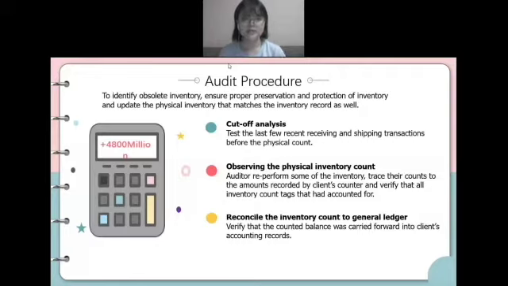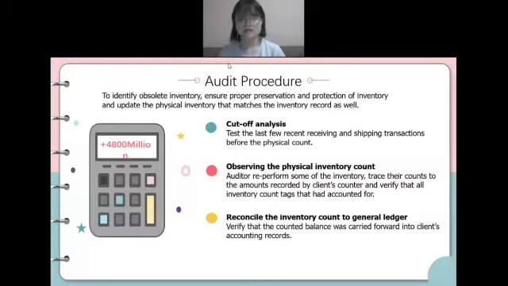Next is observing the physical inventory count. We need to observe how the client does the stock count and how they do the whole procedure. And we also need to count the inventory ourselves and compare the value with the value of clients. And we also need to focus on the inventory with high value.